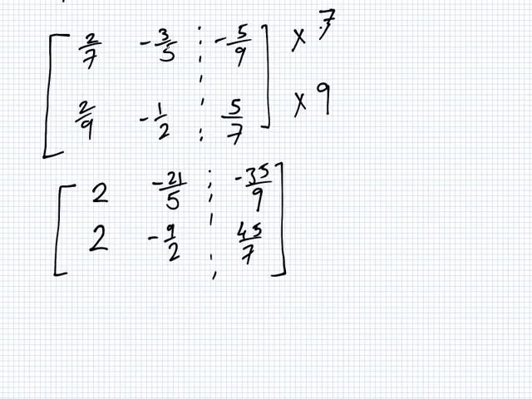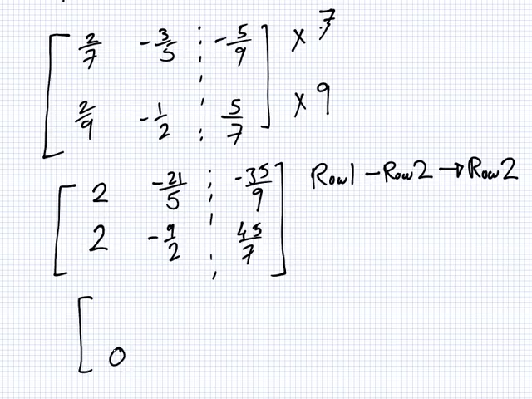Okay. So now what we do next is we do row 1 minus row 2 and put the answer on row 2. So 2 minus 2, 0. Minus 21 over 5 minus 9 over 2, that's 3 over 10. And then minus 35 over 9 minus 45 over 7, that's minus 650 over 3. And the first row stays the same.